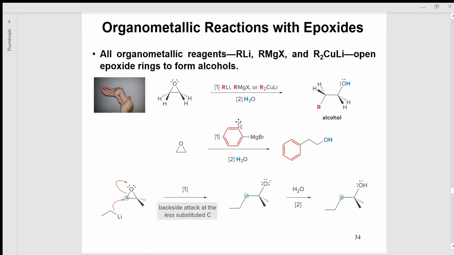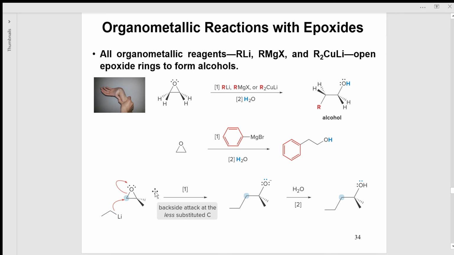A good example here: a magnesium reagent reacts with the simple ethylene oxide. This is an epoxy molecule, to form alcohol. So after the first step of the nucleophilic attack, we also need the second step, protonation of the oxygen anion. Well, this is a very simple epoxide molecule. Sometimes we have an asymmetric epoxide molecule, like in this case. We have two hydrogens here, and two hydrogens on the right side.